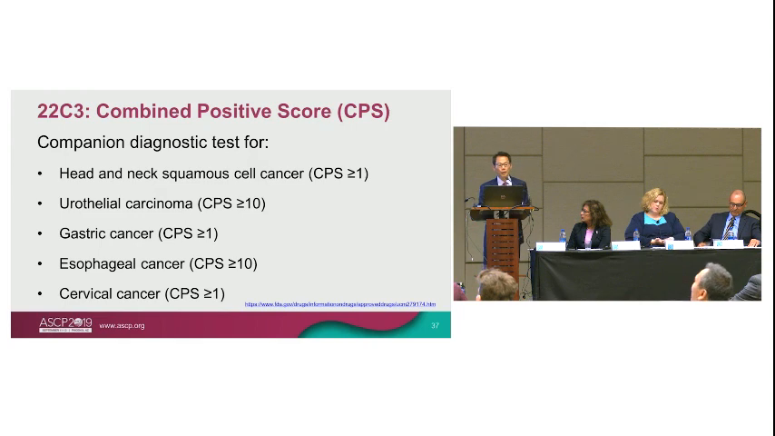Just a couple other quick things about 22C3 and the combined positive score. Currently, it's a companion diagnostic for these indications up here. These numbers may change as the FDA continues to evaluate data, but you can see head and neck, urothelial, and so on. You've got different cutoffs for what constitutes a PD-L1 positive.